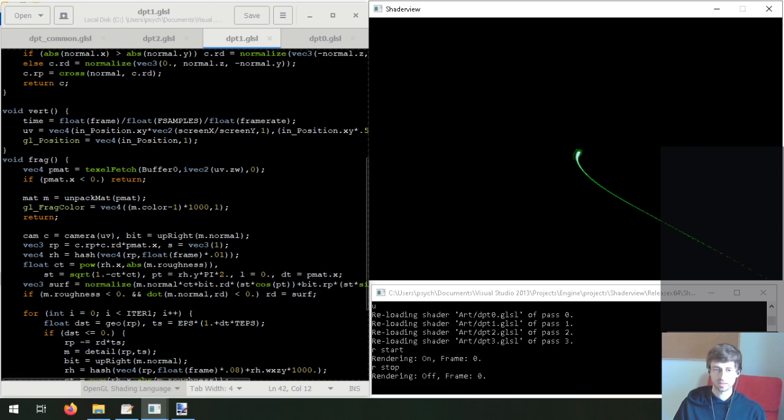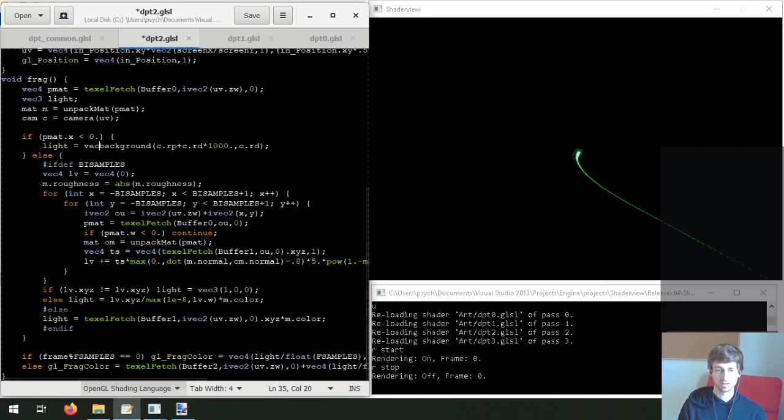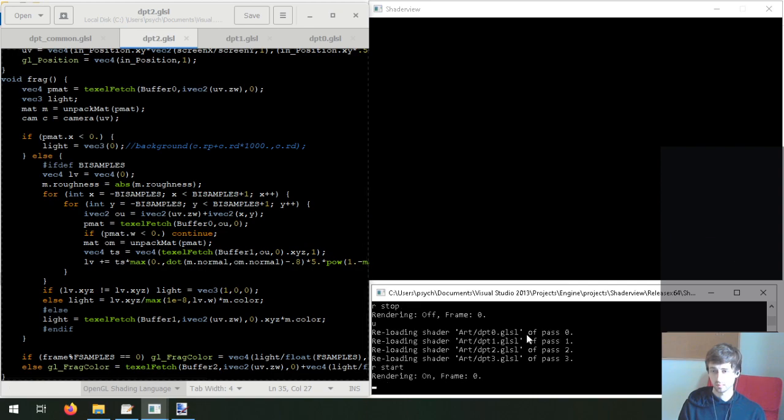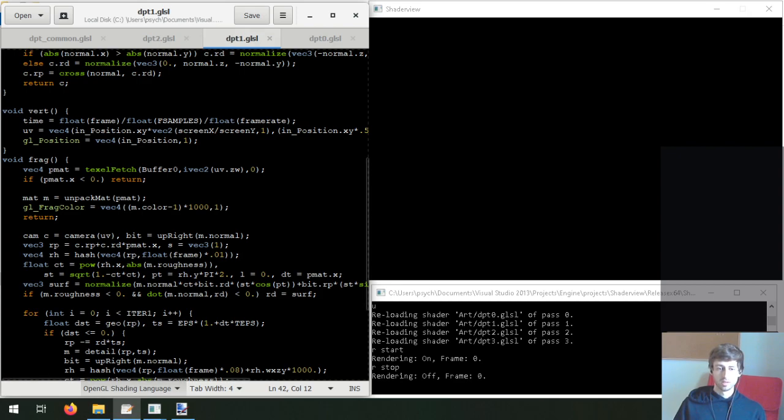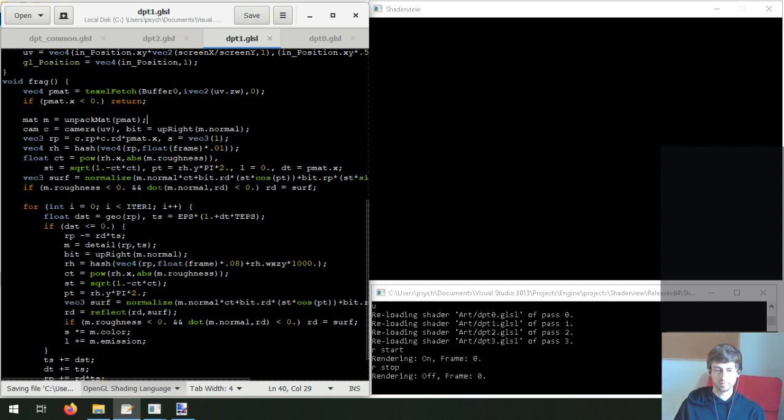Very interesting. That's not the background right there, is it? Hold on, let me turn off background rendering. Yeah, that was the background. Okay, so there's no materials that are above 1. Doesn't make sense then.